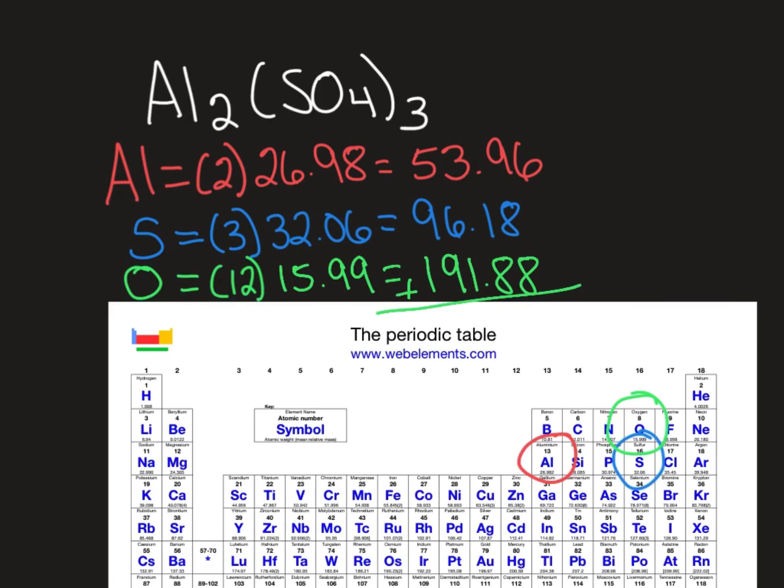And here is where we add all three numbers together. I already have 191.88 in my calculator, so I'm just going to add 96.18 and then add 53.96. So our grand total is 342.02, and the unit is grams per mole. All right, 342.02. 53.96 plus 96.18 plus 191.88 is 342.02 grams per mole.